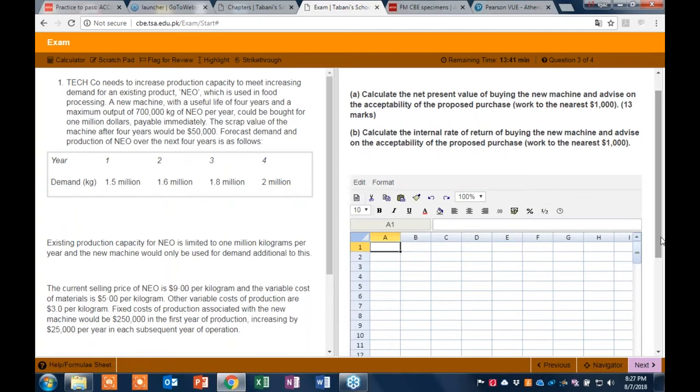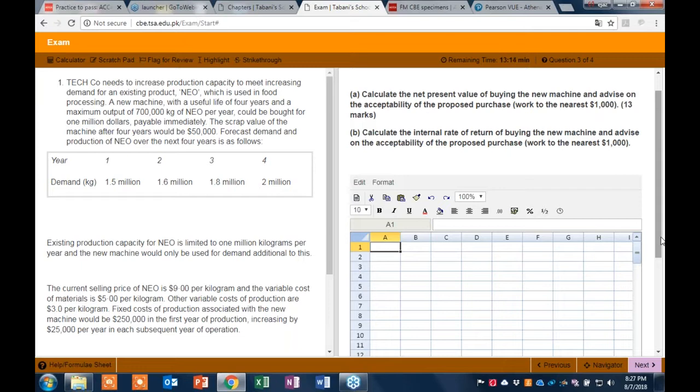Tech company needs to increase production capacity to meet increasing demand for an existing product Neo, which is used in food processing. A new machine with a useful life of 4 years and a maximum output of 700,000 kilograms of Neo per year could be bought for $1 million payable immediately. The scrap value of the machine after 4 years would be $50,000. Forecast demand and production of Neo over the next 4 years is as follows.